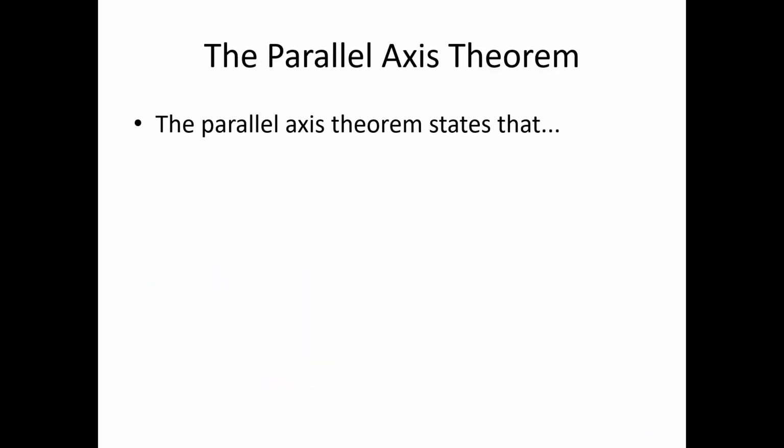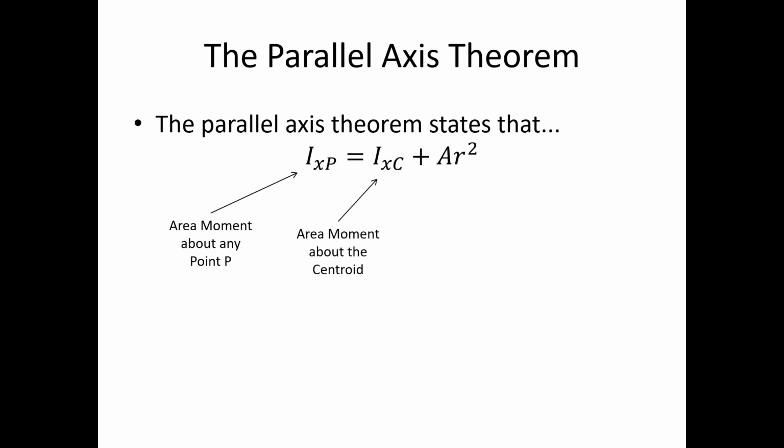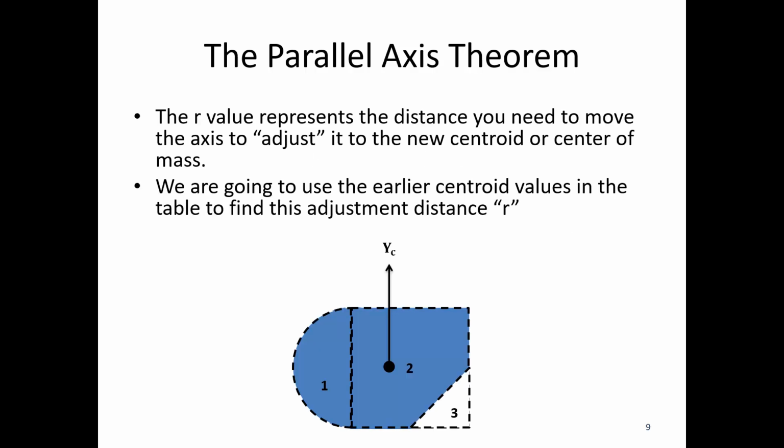And then the parallel axis theorem states that IXP equals IXC plus AR squared. We talked about this in the previous section. Just a reminder, this is the area moment of inertia about any point P is going to be equal to the area moment of inertia about the centroid plus AR squared. So A is the area of the shape. This is the area of the piece that we're working with. And then R is going to be how far I need to move to get from the x-axis that I have in my table to the x-axis that I need to use for my problem.